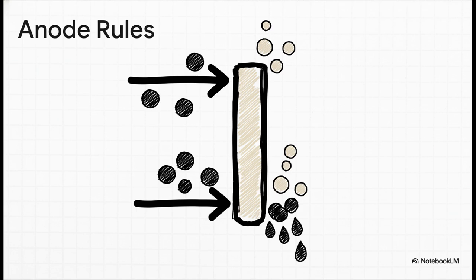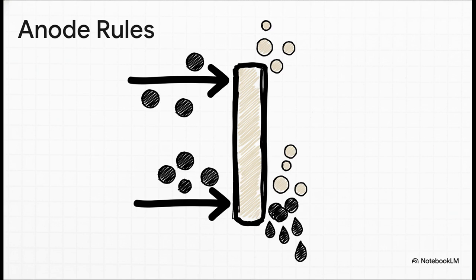Halides are ions from the halogen group on the periodic table. So we're talking about things like chloride, bromide, or iodide. If a halide is in the solution, boom, it gets VIP priority. It gets discharged, loses its extra electrons to the anode, and forms a halogen gas like chlorine or bromine.